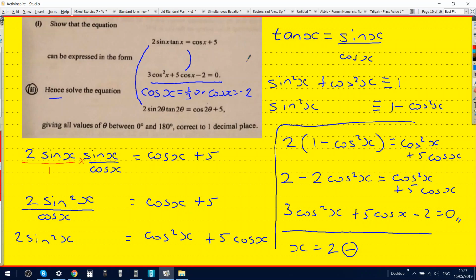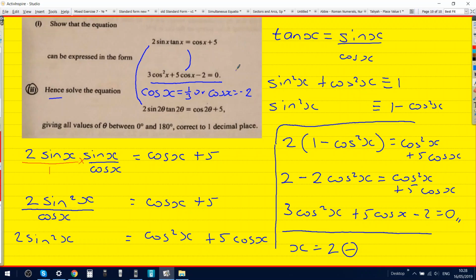2 over cos x. What's the opposite of cos? Inverse cos. Yep. So cos inverse minus 2. What do you get? I'll put it in now. Something's gonna happen.